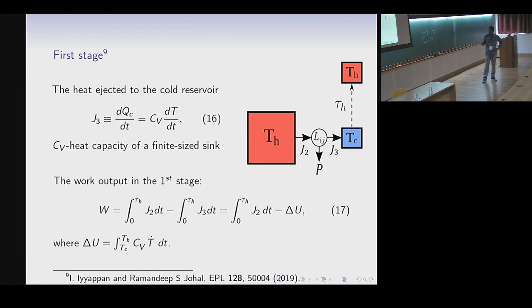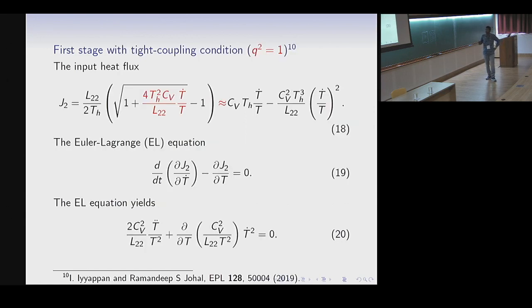Therefore, if you want to maximize this work output, we need to maximize the time integral of J2. So we calculate the input heat flux as a function of T and T dot.